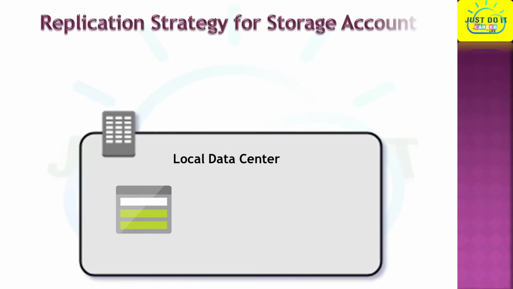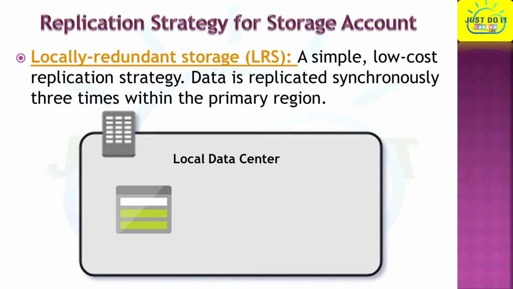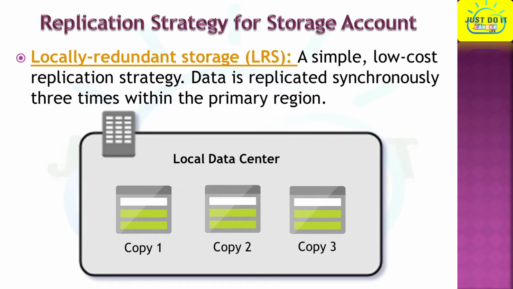First of all, there is local redundant storage, which is also called LRS. This is a simple, low-cost replication strategy. Data is replicated synchronously 3 times within the primary region, that is, within the same data center locally.